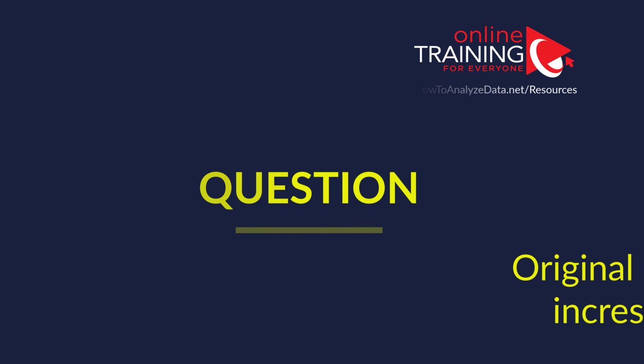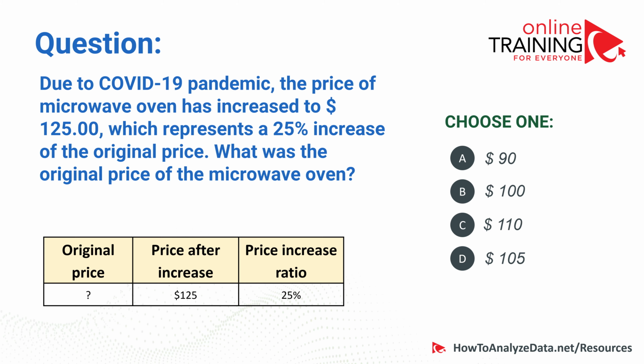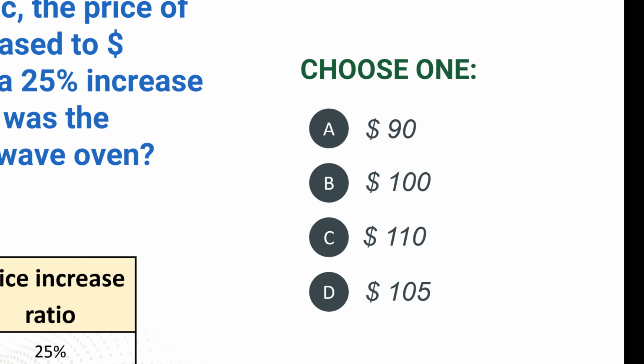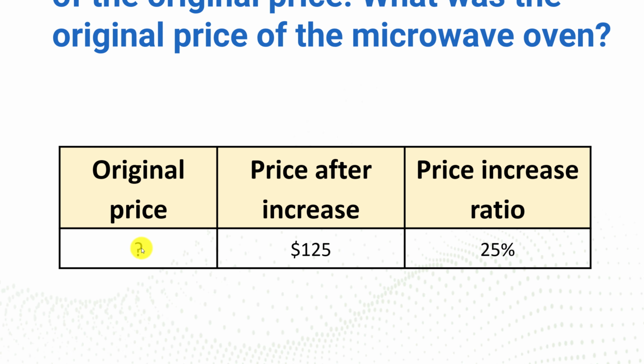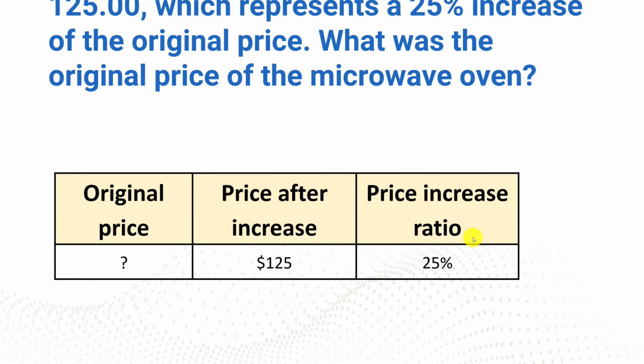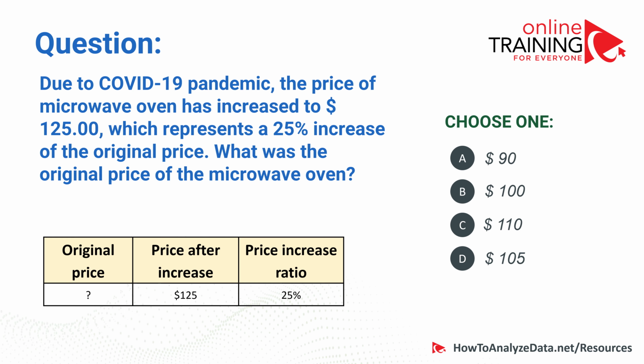Now let's look at the very tricky question which is frequently used as part of a variety of different tests. Due to COVID-19 pandemic, the price of microwave oven has increased to $125, which represents a 25% increase of the original price. What was the original price of the microwave oven? You're presented with 4 different choices, and you have a table. Original price, which is a question mark here, this is something we need to calculate, price after increase, and price increase ratio. What do you think is the right choice here? Let's see if we can nail this question.